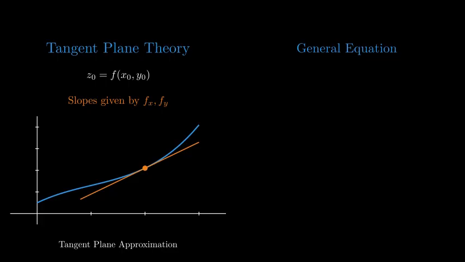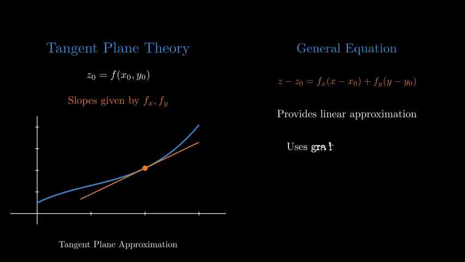Next, we compute the gradient vector at that point, whose components are the partial derivative with respect to x and the partial derivative with respect to y. These partial derivative values serve directly as the slopes along the x and y-axis. The general equation of the tangent plane is then given by z minus z0 equals the partial derivative with respect to x evaluated at our point multiplied by x minus x0, plus the partial derivative with respect to y evaluated at our point multiplied by y minus y0.